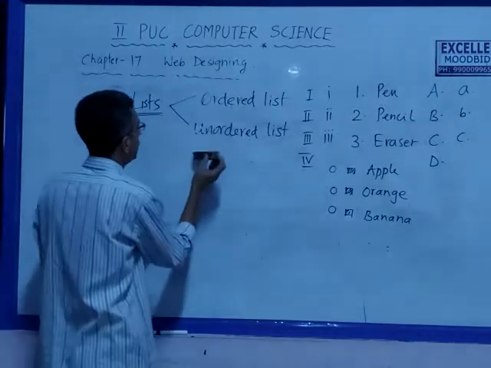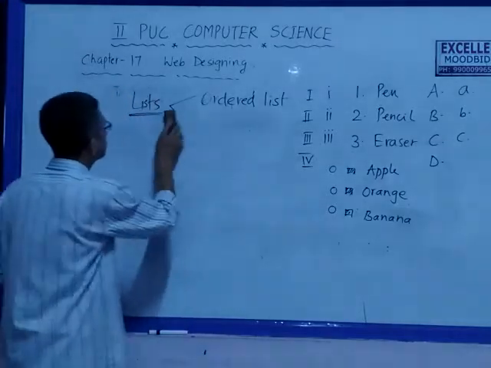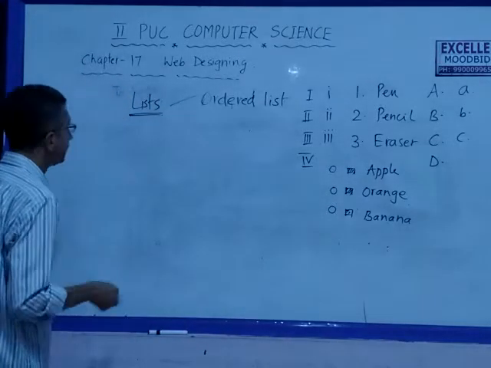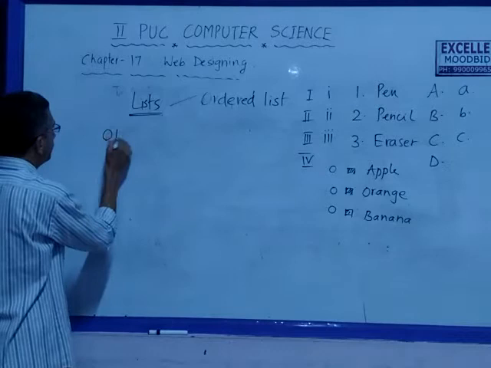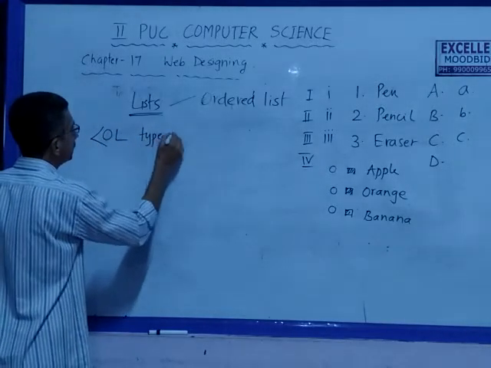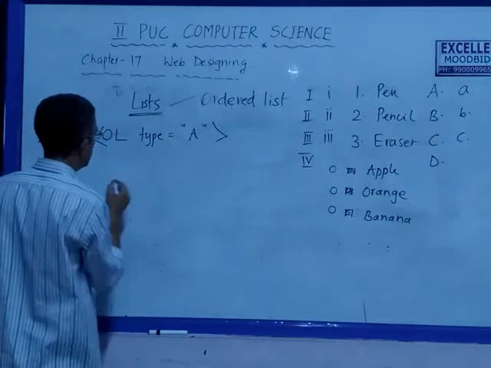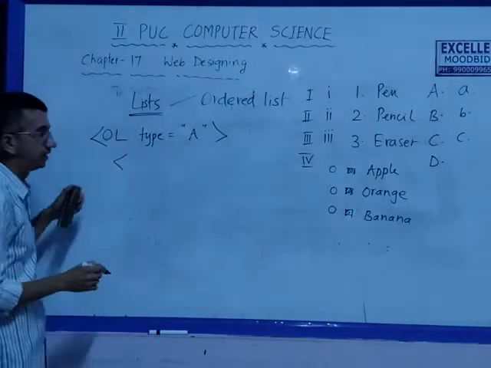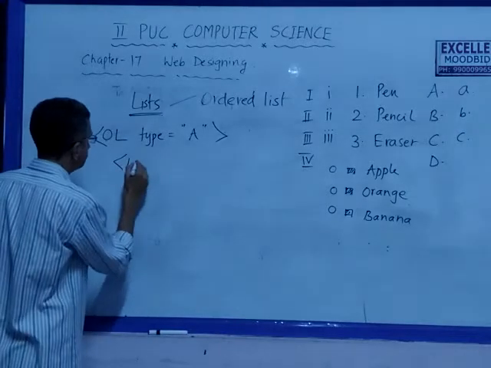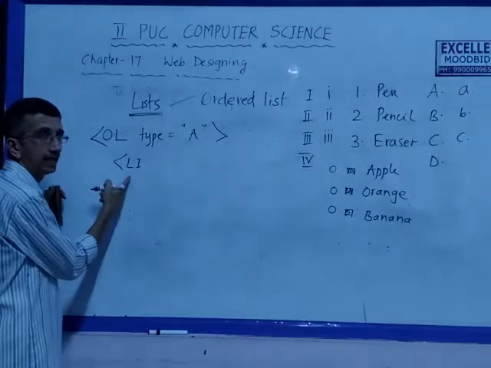First we shall see how to create an ordered list. An ordered list is created using the OL tag. OL type is equal to, suppose, A. Type is A. Here we write the list items within this. This is called LI, either in small case or uppercase. I have written it for clarity.